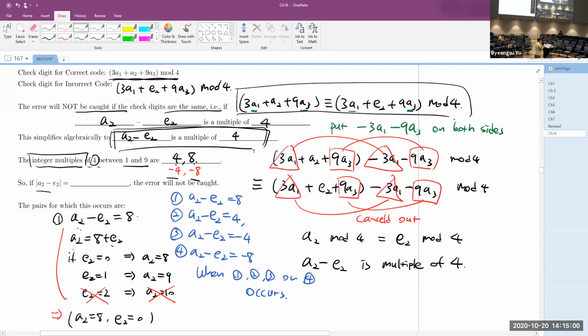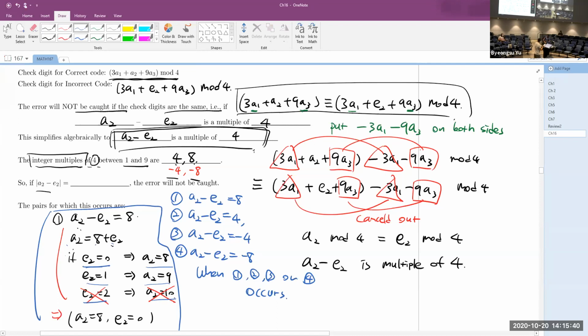And to check the first case, if A2 minus E2 is equal to 8, then what I try to do is just figure it out starting from 0, right? So I just start from 0 for E2, then I will determine the possible A2 value. So when E2 is 0, A2 is 8, because E2 plus 8 should be A2. And when E2 is 1, then A2 is 9, because 8 plus 1 is 9. When E2 is 2, then A2 should be 10.